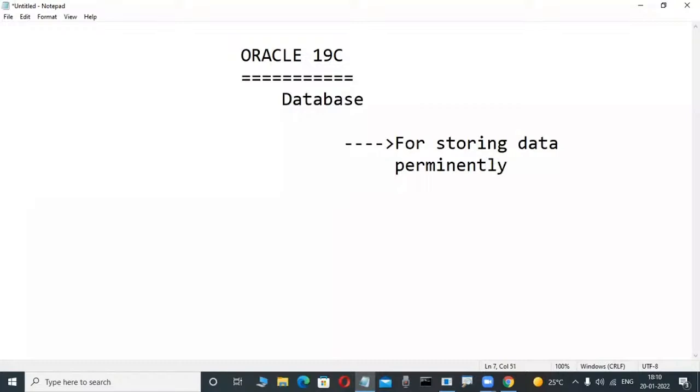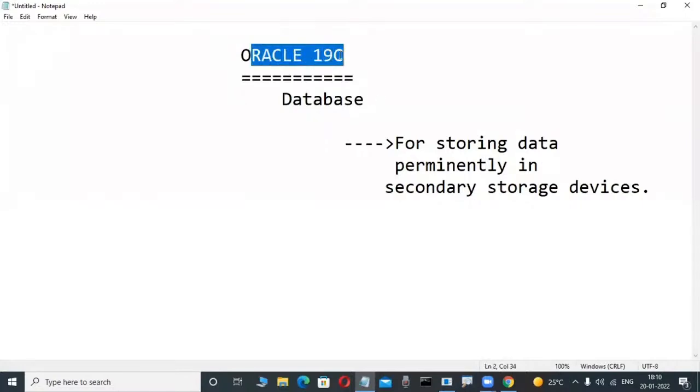In secondary storage devices. Secondary storage devices means maybe hard disk. Suppose today we are storing data; after 5 years, 10 years, 20 years, 100 years, your data is still available, and you are using it. That's why Oracle is a product from Oracle Corporation.